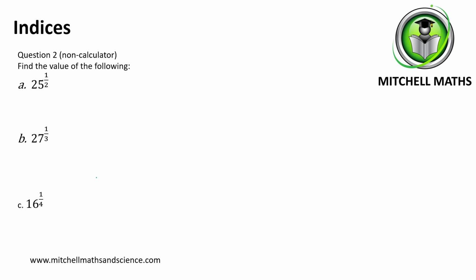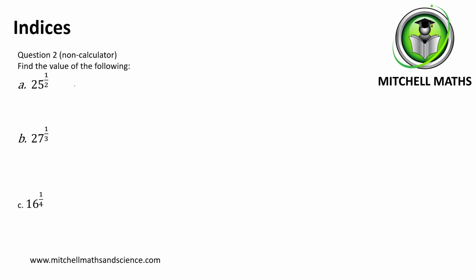Question 2, we're going to find the values of the following. Here we've got indices, but they're fractions. When you have fractions like a half, a third and a quarter, a half with a 2 on the bottom means you're going to square root. A third means you're going to cube root. A quarter means you're going to do the 4th root of that number.